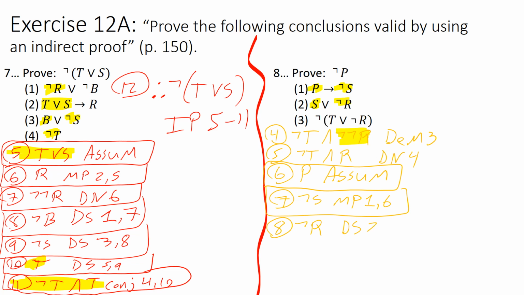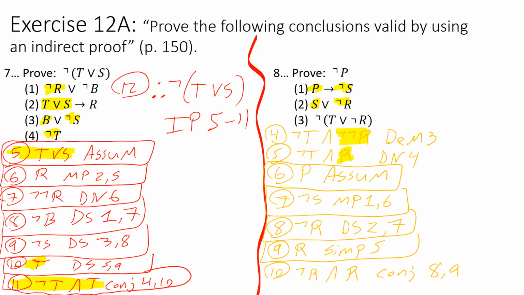Sentences 2 and 7. And notice, of course, that r appears right here in this conjunction in sentence 5. So for 9, we can get r by the simplification of 5. For 10, we'll say not r and r by the conjunction of 8 and 9.